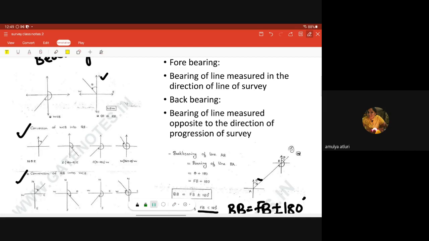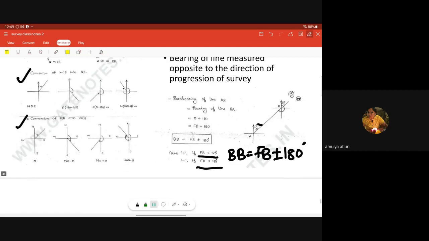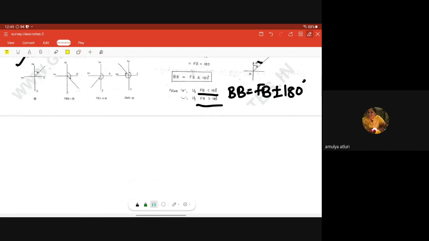So there are two types of compasses generally considered in the compass survey: the prismatic compass and the surveyor's compass.